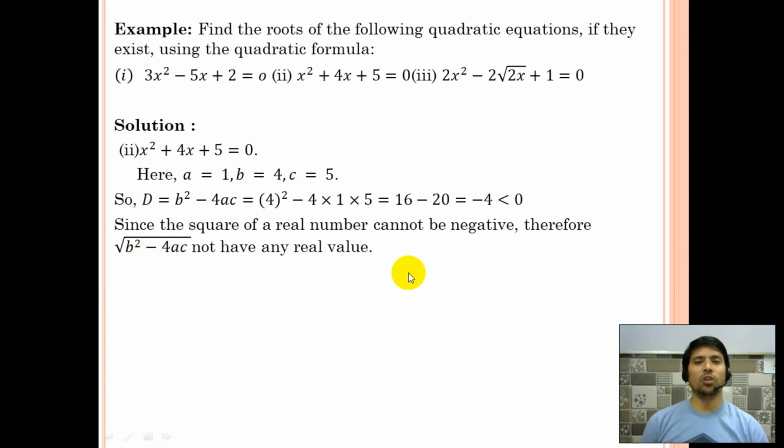So, having no real roots, we will write this down and leave it when the value of d is less than 0. It means the value of d is negative. So we'll leave it as it is and write that there are no real roots.